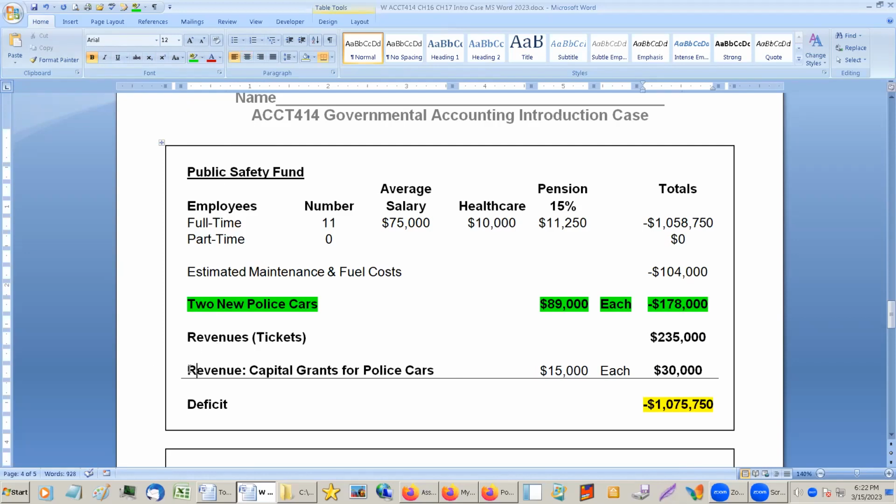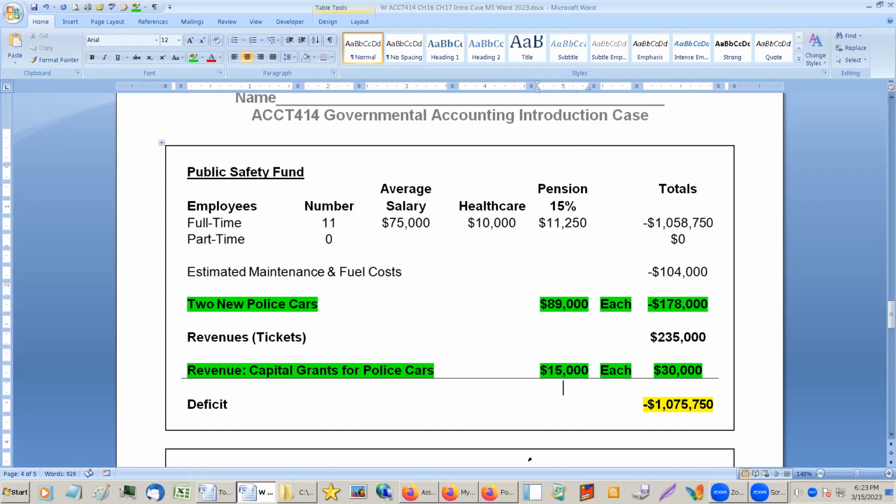Now, here is something that is unusual for government agencies. Sometimes they'll have grants for cities and stuff like that to upgrade their police vehicles, or maybe their alert system or whatever it is. These grants come from other government agencies, maybe from the state. So notice that these cars really don't cost $89,000 each, because they're going to get a grant of $15,000 for each one.